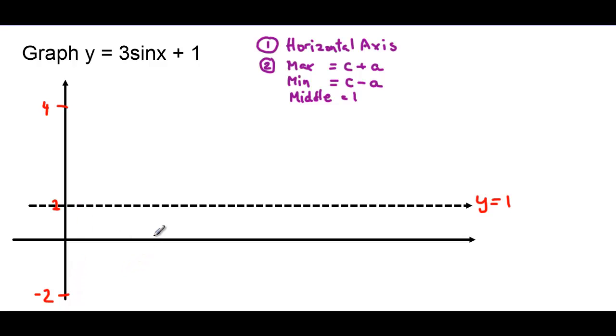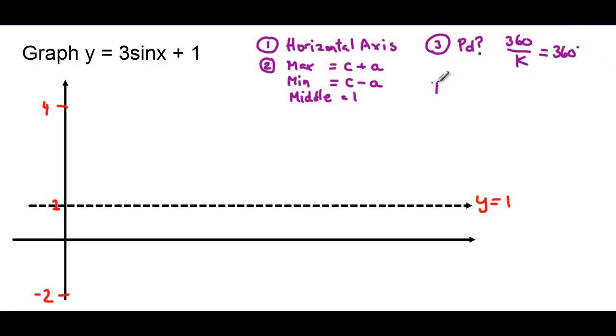Now let's think horizontally. What we need to do first horizontally is figure out what is going to be the length of our period. Remember, the period value is found by calculating 360 degrees divided by our k value. If we look at our equation, there's no k value that's right next to that x. So the k value is actually 1. 360 divided by 1, 360 degrees.